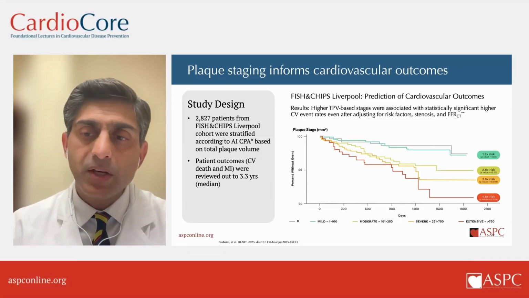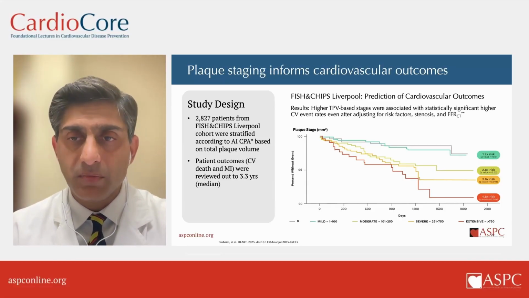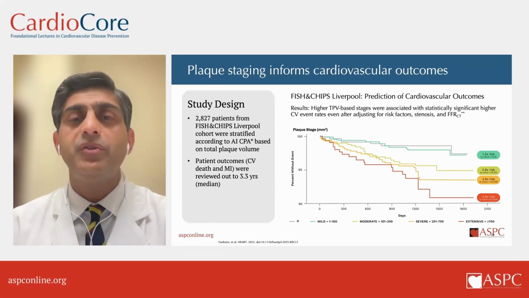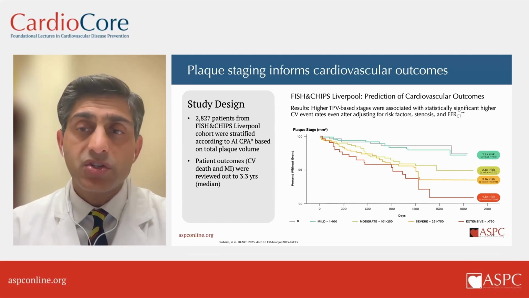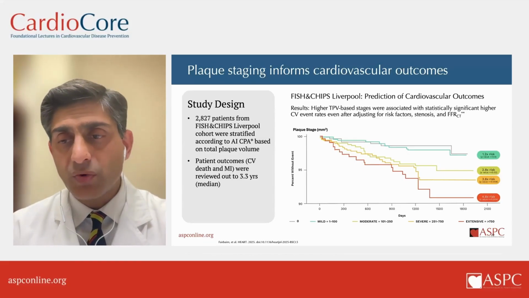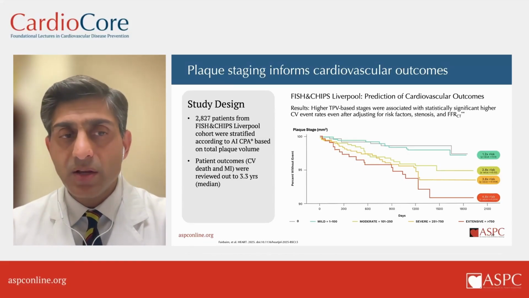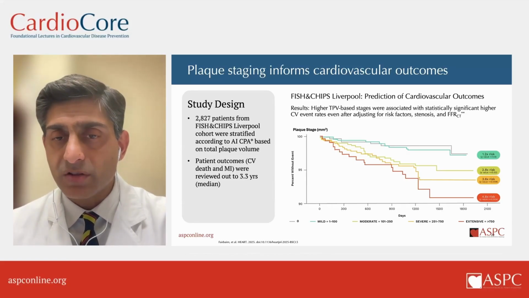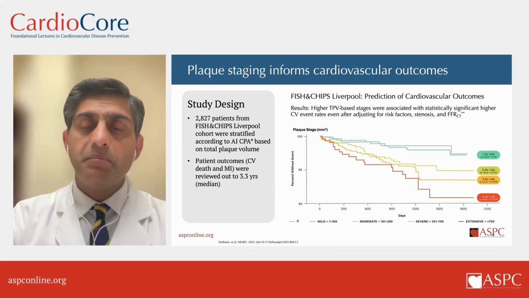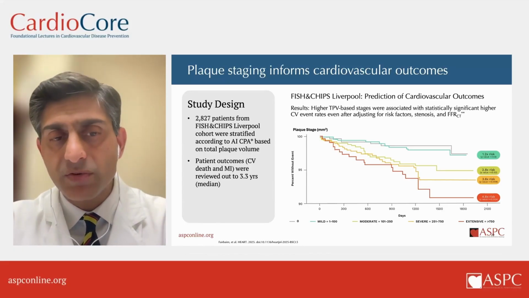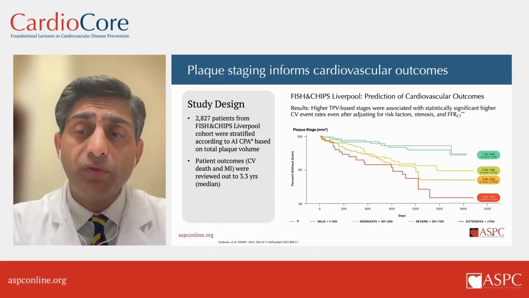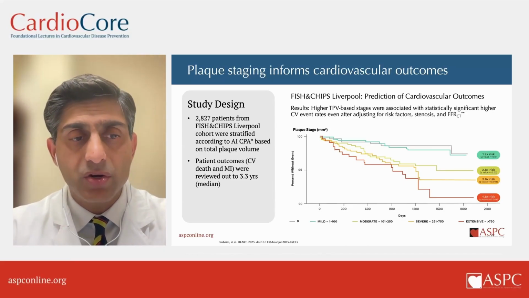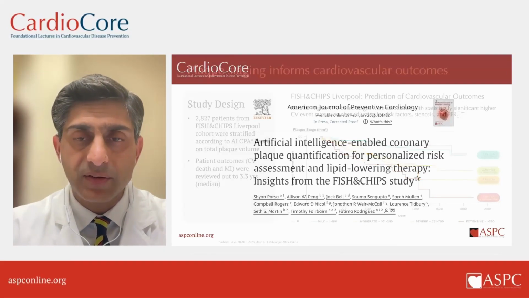We saw that patients who had a higher total plaque volume was associated with statistically significant higher CV event rates, even after you adjusted for risk factors like stenosis and FFR. Patients, for example, who had the highest stage plaque volume actually had the highest risk of cardiovascular events. And you can see here in red, patients who had total plaque volume greater than 750 millimeters cubed had a 4.8-fold increased risk of cardiovascular events, independent of other calculations and risk factors.